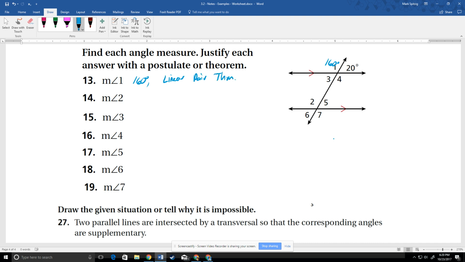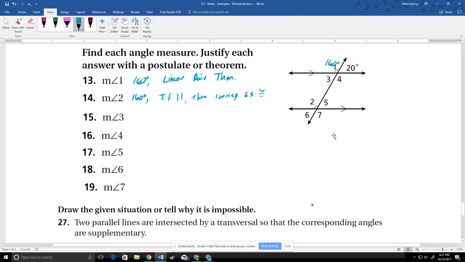All right, measure of angle 2. Measure of angle 2 is down here. Well, I could say, oh, look, these are actually corresponding angles, so they're going to be congruent. So that's also going to be 160. And the reason why is, if the lines are parallel, then corresponding angles will be congruent. That's also called the corresponding angles postulate.